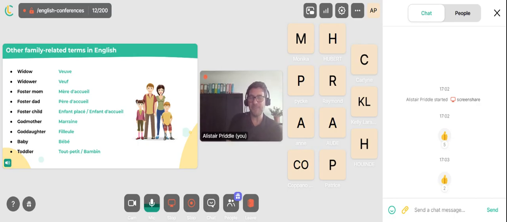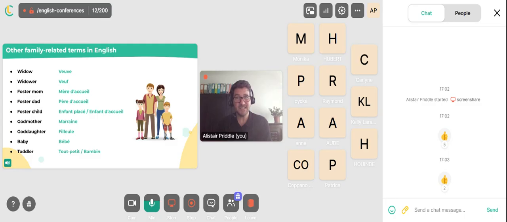Okay, here we go. Widow, widower, foster mum, foster dad, foster child, godmother, goddaughter, baby, toddler.